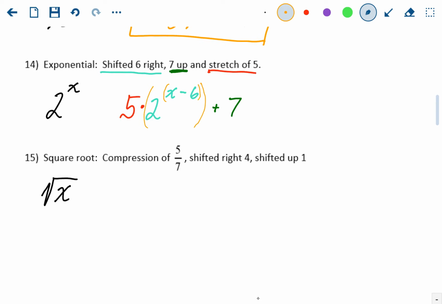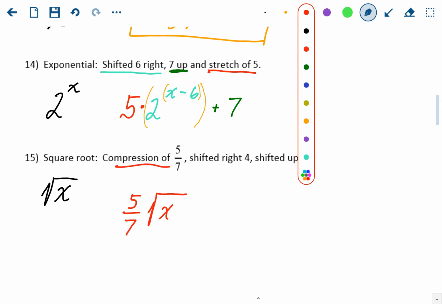And the last one on this page, compression of 5/7. Now remember, the only difference between a compression and a stretch is a compression is going to be less than 1, and stretches are going to be greater than 1. So a compression of 5/7, this is a square root function, it's a square root of x. So we're going to have 5/7 out front. You're going to have the square root of x. Okay, so that's the compression part.